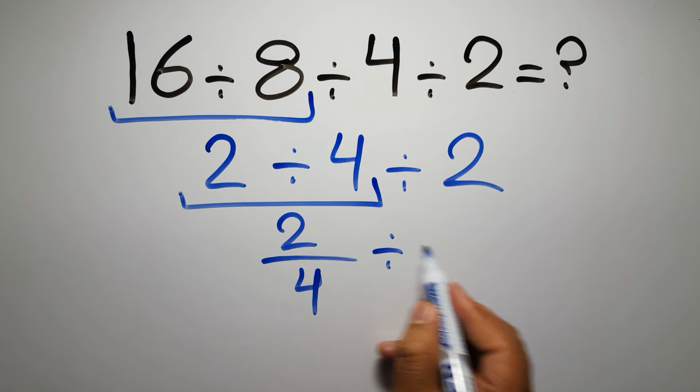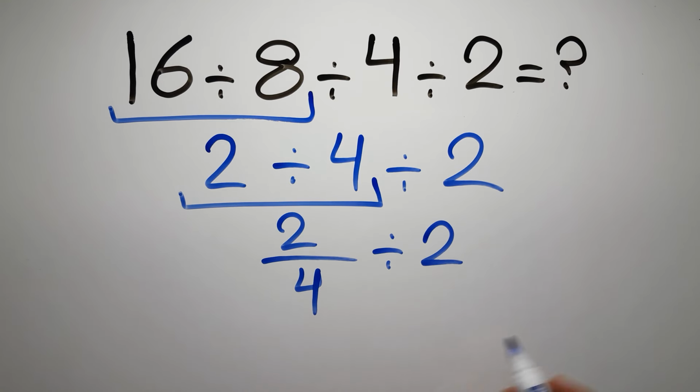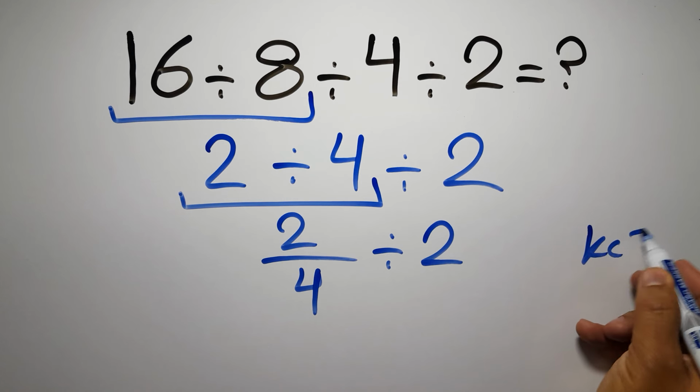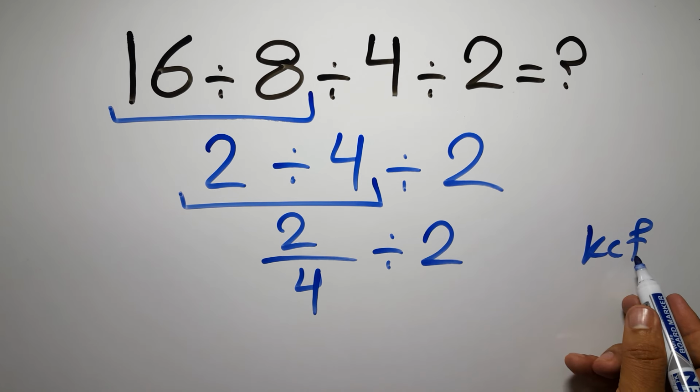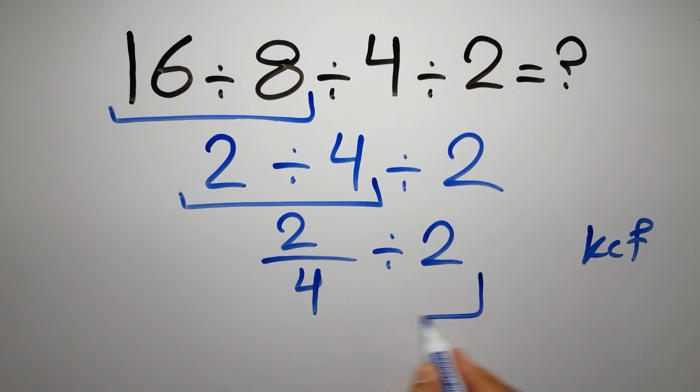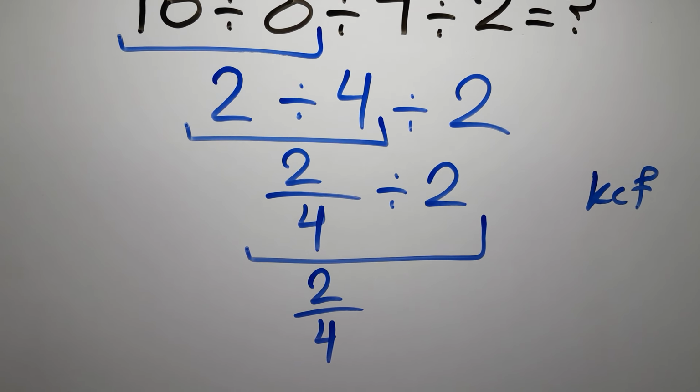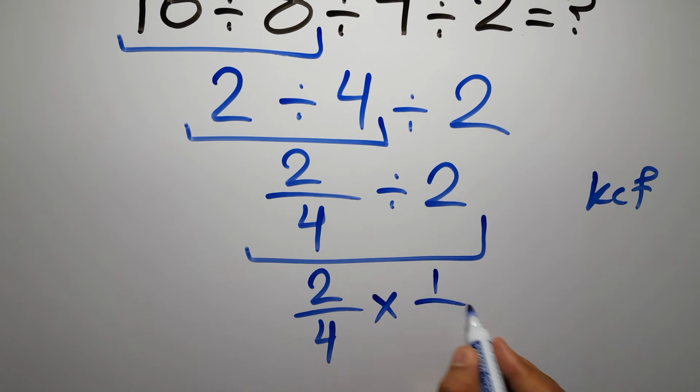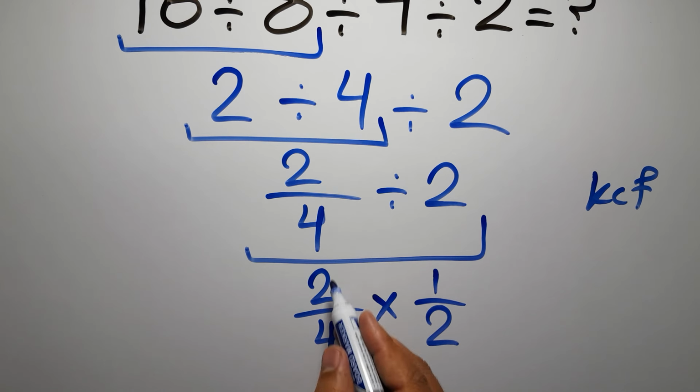Then divided by 2. Now, according to the KCF rule, K stands for keep, C stands for change, and F stands for flip. We can write keep the first fraction, change division to multiplication, and flip the second fraction. So we have 2 over 4 times 1 over 2.